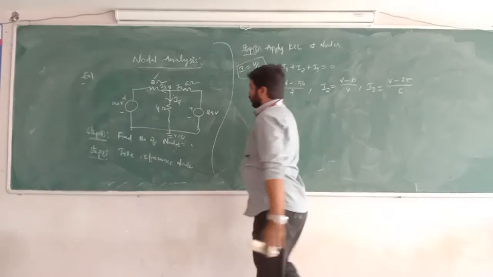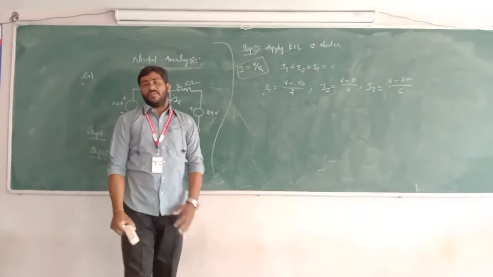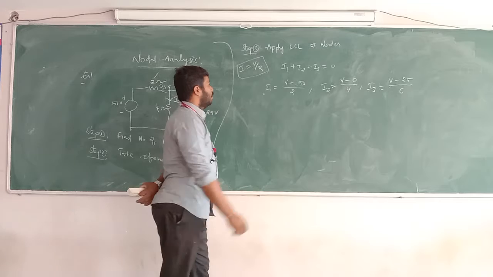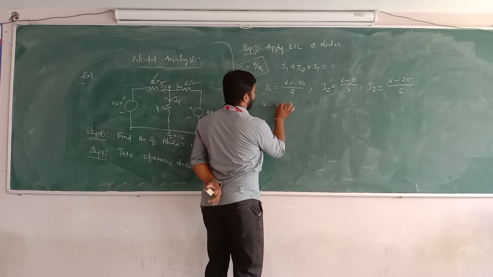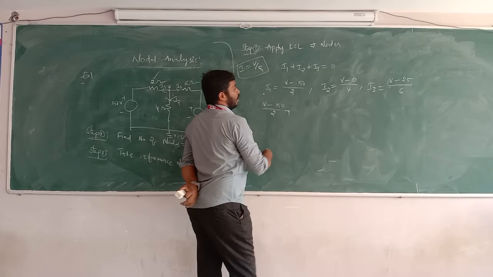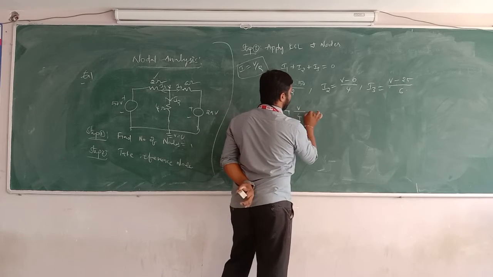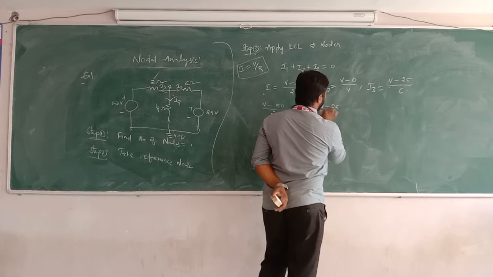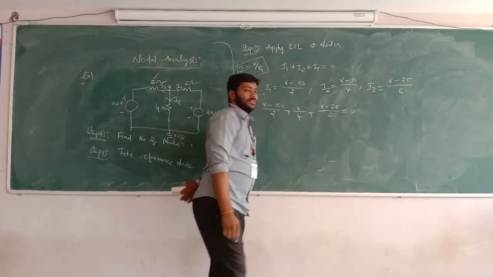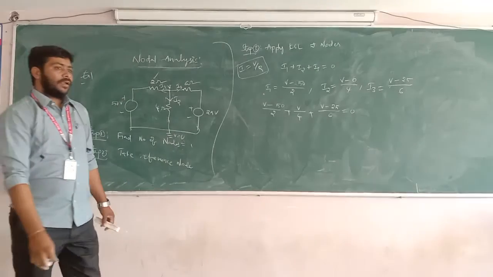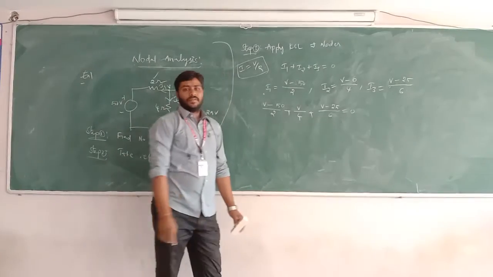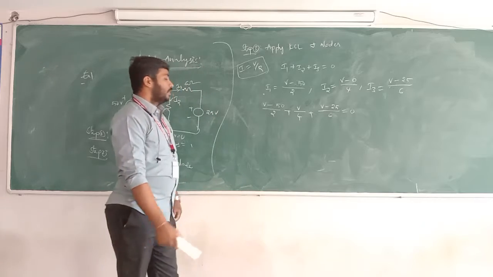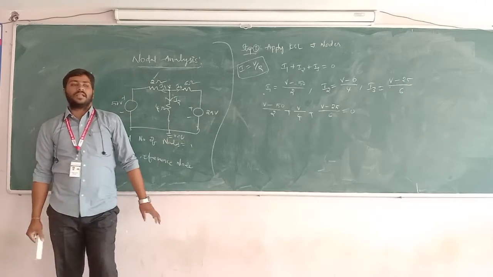Now we have to substitute all these values in our equation. So now I am going to substitute these values. I1 is V minus 50 by 2, plus I2, V minus 0, that is V by 4, plus I3, V minus 25 by 6, that is equal to 0. Now we have to simplify the equation, then we will get the voltage value. Once we get the voltage value, we can find whatever the required current.